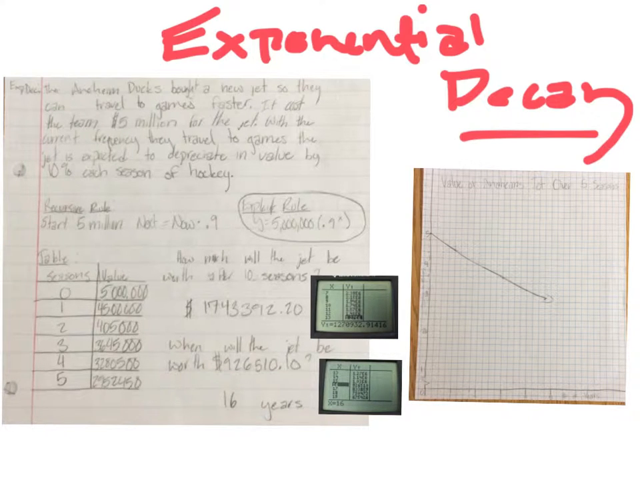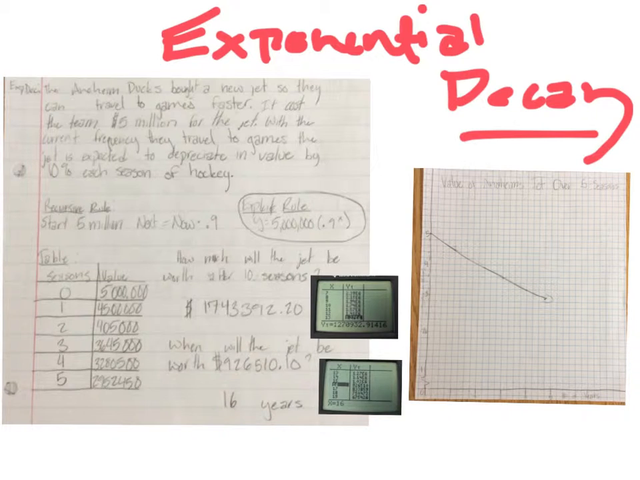The table has, at 0 seasons, the jet is worth $5 million. After 1 season, it is worth $4.5 million. After 2 seasons, it is worth $4.05 million. After 3 seasons, it is worth $3.65 million, rounded. After 4, it is worth $3.28 million, and after 5 seasons, it is worth $2.95 million.